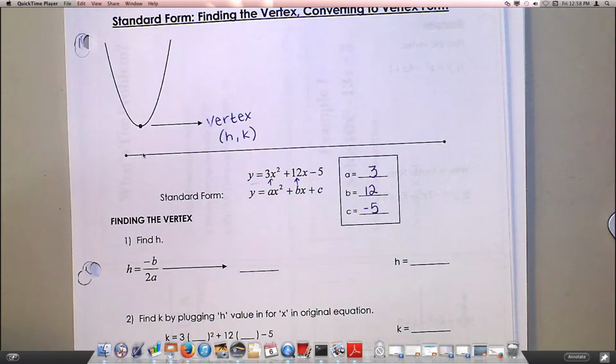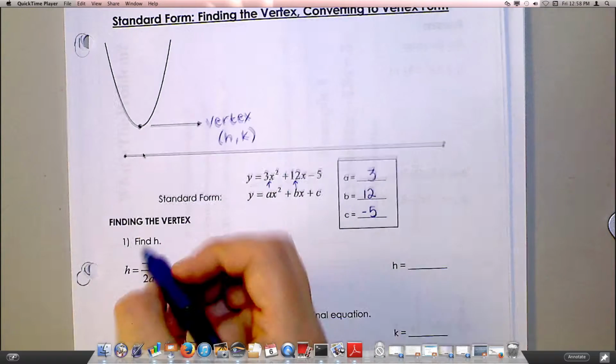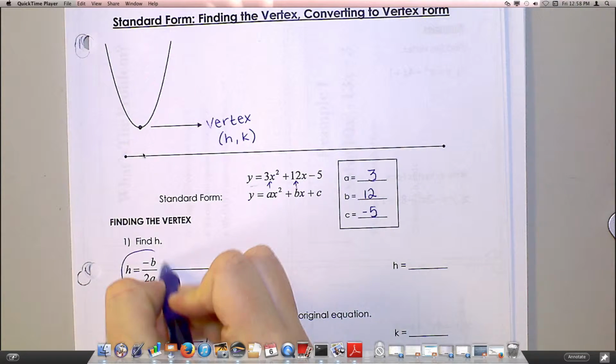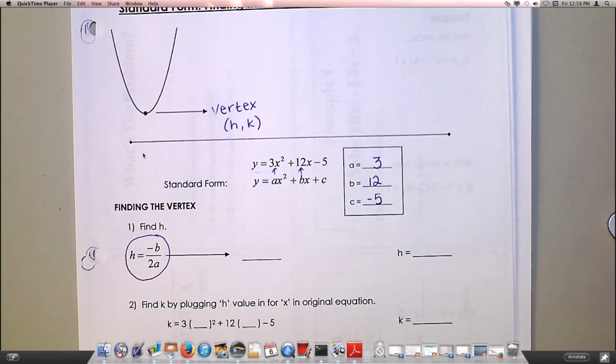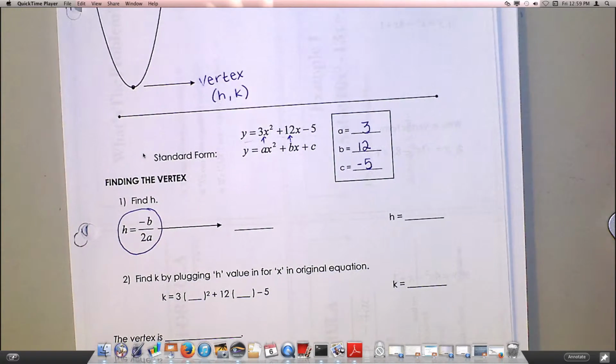Here's how we're going to start. Remember, we need to find H and K. So the first thing we're going to do is find H, and there's a formula for that. H is negative B over 2A. That's your formula. That's my new thing to teach you today.